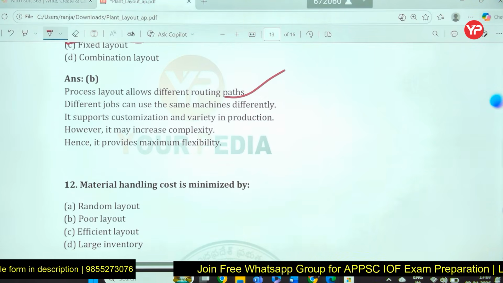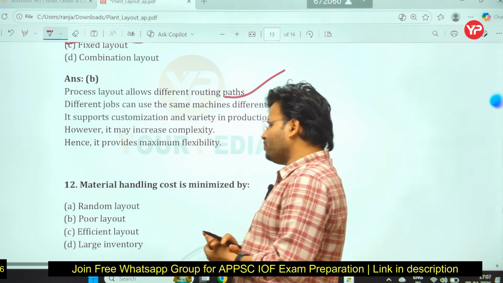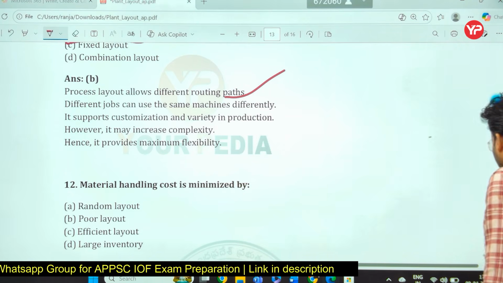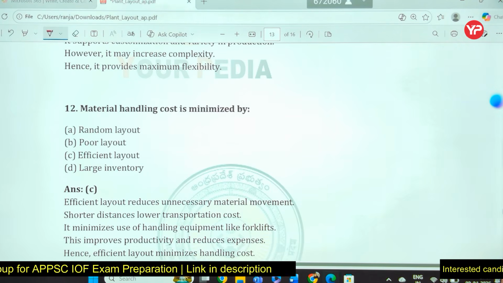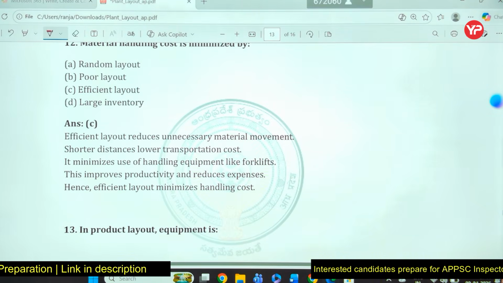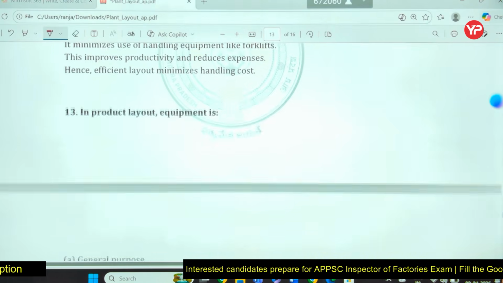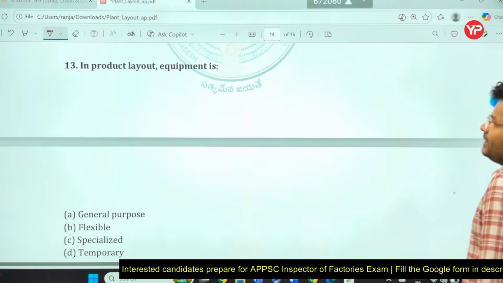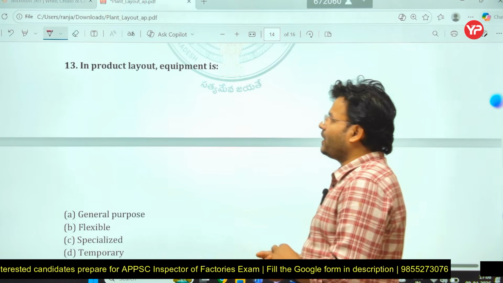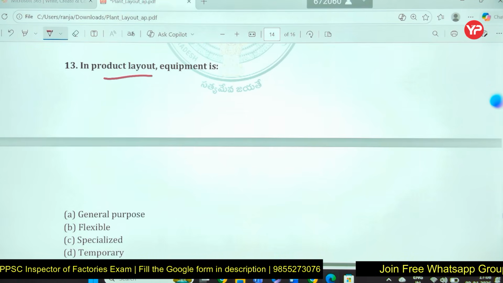Question: material handling cost is minimized by random layout, poor layout, efficient layout, or large inventory. Yes, efficient layout, that is very expected, a simple question, easily you are able to answer. Question number 13 on your screen: in product layout, equipment is general purpose, flexible, specialized, or temporary. Product layout you talk. What will be the answer? Question number 13, what will be the answer?